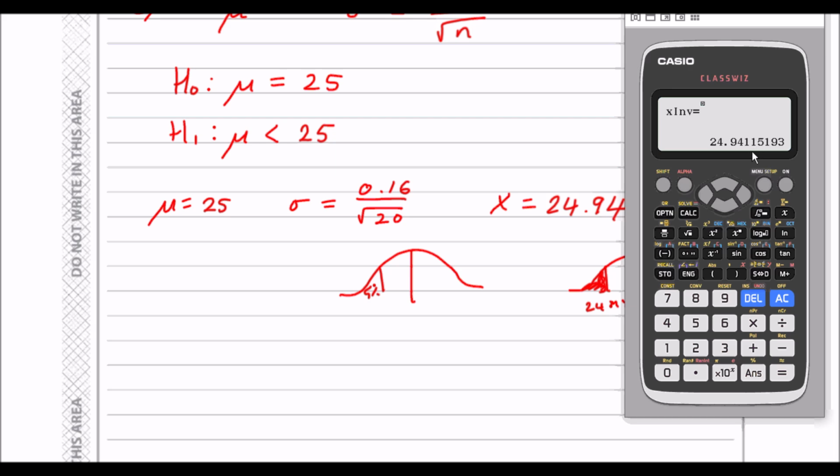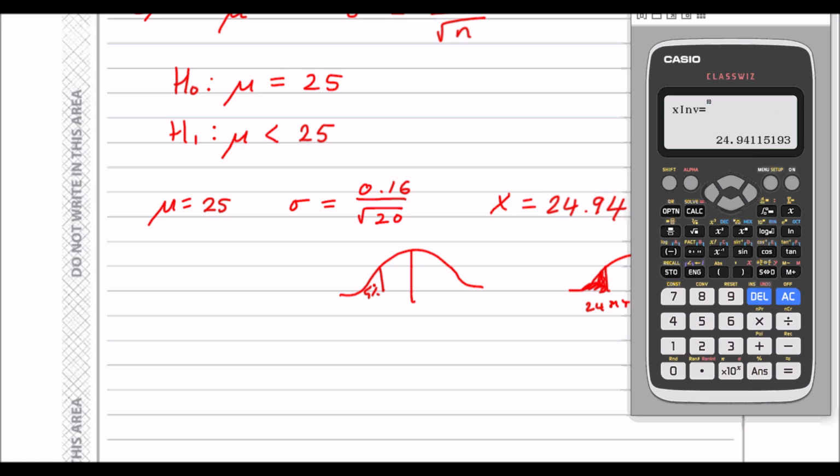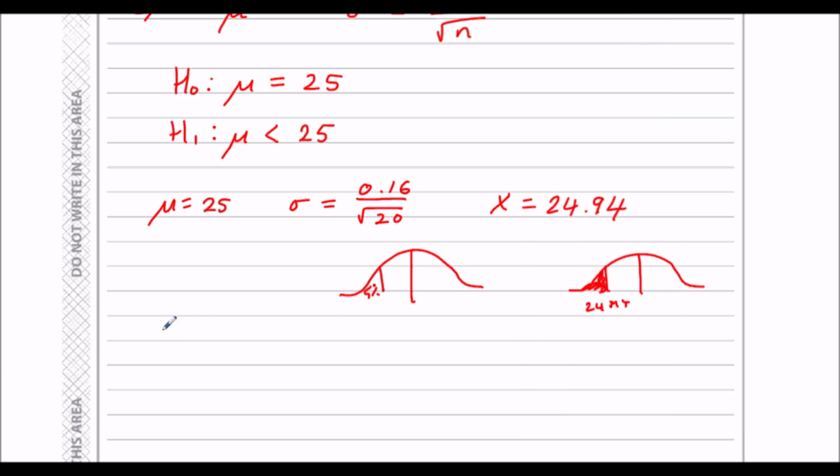So 24.941. So 24.94 is in the critical region. So 24.94 is less than 24.941. So it is in the critical region, not in the acceptable region.